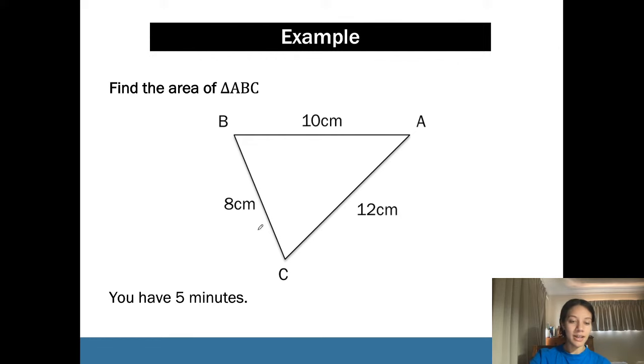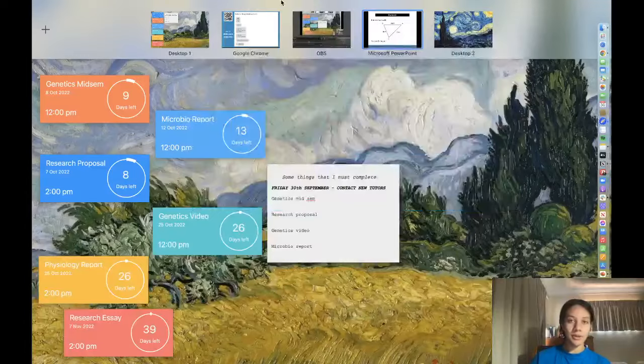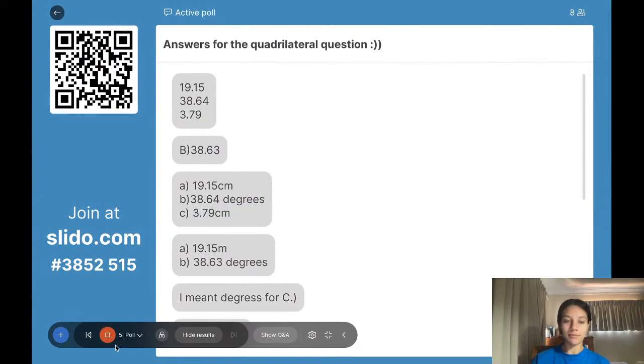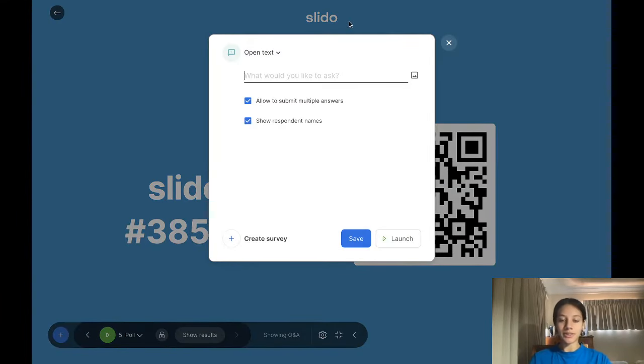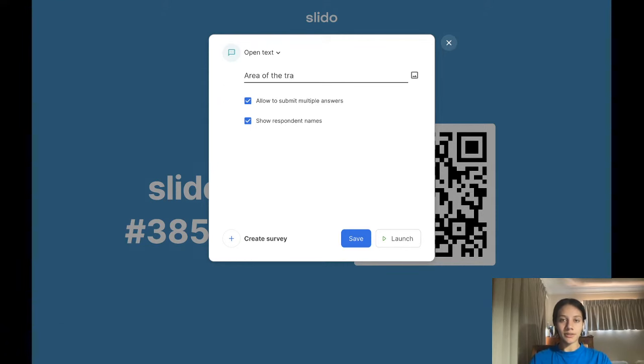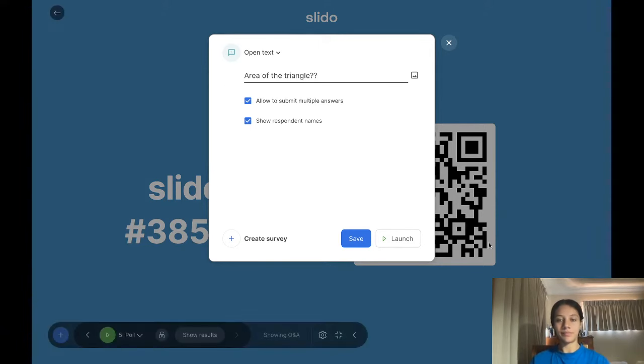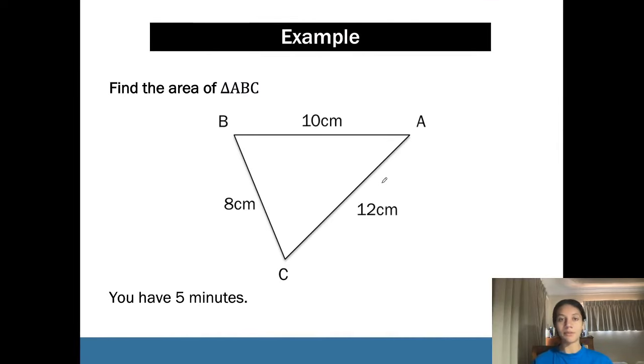Yeah, I'll leave that there. Have a think about all the trig we've used so far, and I'll open up a new poll as well. So hopefully this is some good retrieval practice for you guys. Area of the triangle. Alright, I'll leave that up for a few minutes.